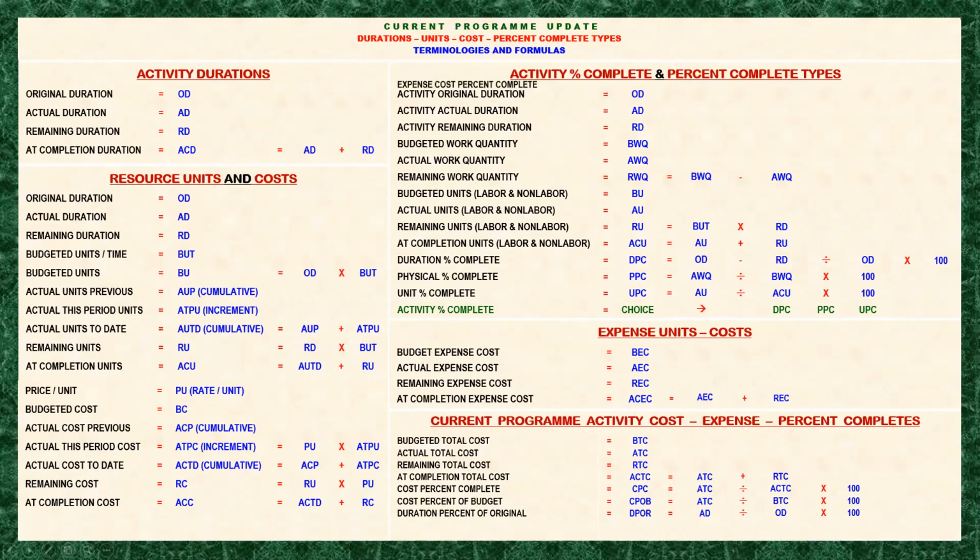Okay. Next, expense cost percent complete. Obviously, that is the percentage of the actual expense cost here at the top, the actual expense cost divided by the at completion expense cost, multiplied by 100 to get the percentage.